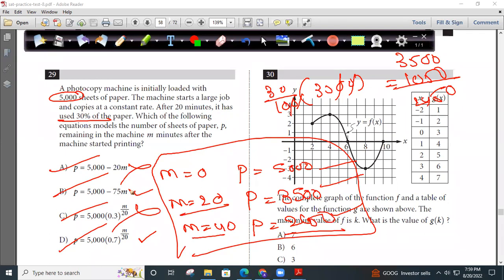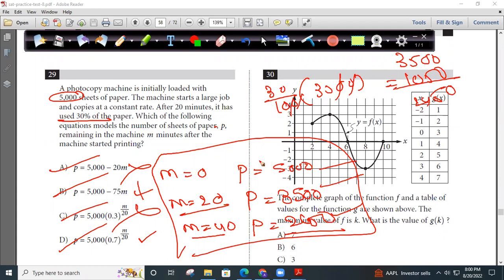If I put m is equal to 40, I get 3,075. Even this I'm not getting. If you want to do calculations, I don't know. 5,000 minus 75 into 40, option B or D should be the answer. Definitely A and C are 100% wrong. We made it out.